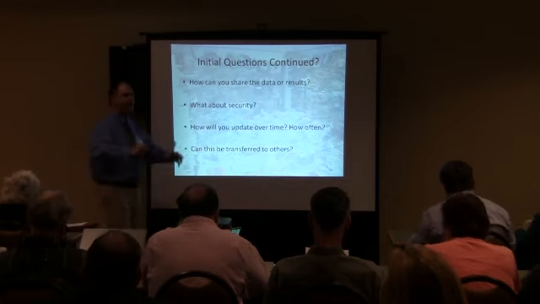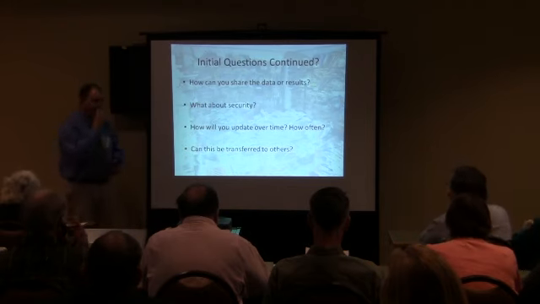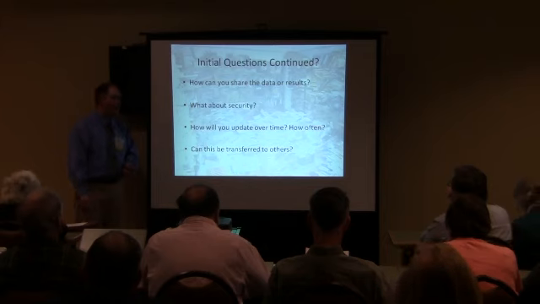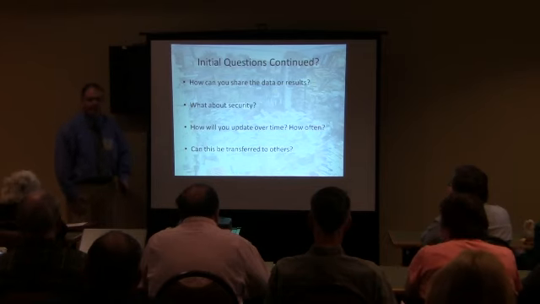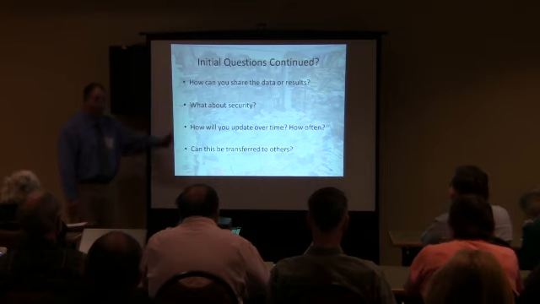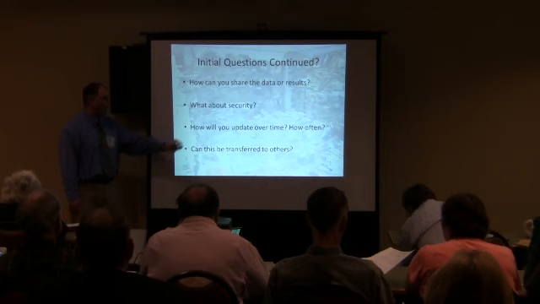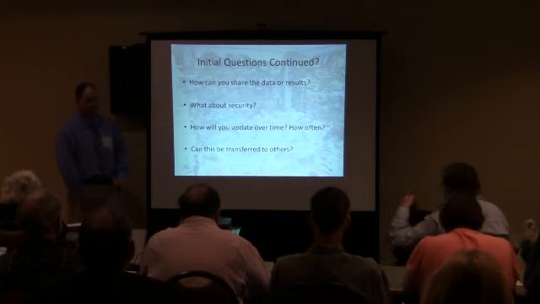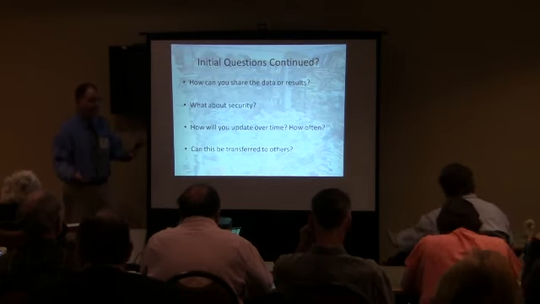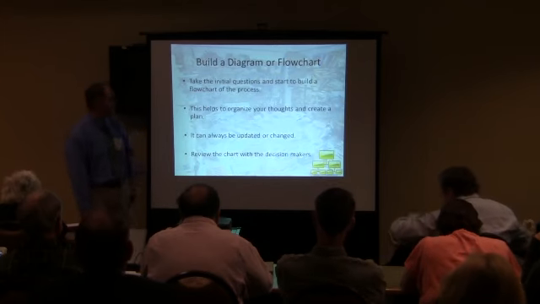Even once you get beyond that, how can you share this information? Are you going to be able to make a copy of a paper map? Are you going to be able to send somebody one of those KMLs or PDFs? Security: what about it? Do you need it? Do you have it? How will you update it over time, and how often? How often do you need to go out and get this type of information? And how will you transfer it to others?